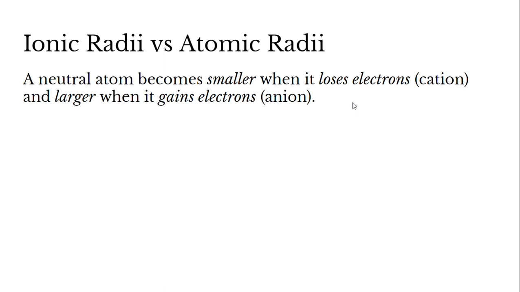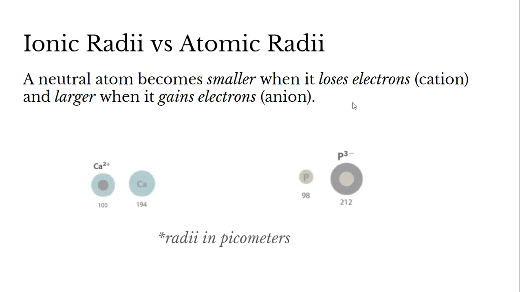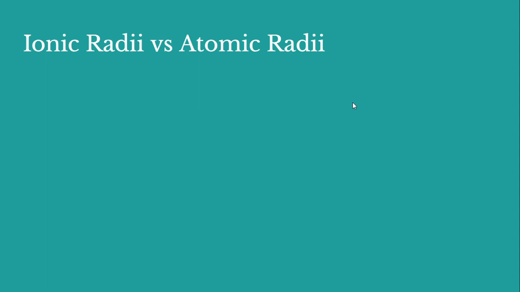So, a neutral atom becomes smaller when it loses electrons and larger when it gains electrons. For example, if you look at calcium, when it loses electrons and forms Ca2+, which is a cation, it becomes smaller. Phosphorus, when it gains electrons and becomes P3-, it becomes larger. And these are the radii in picometers.